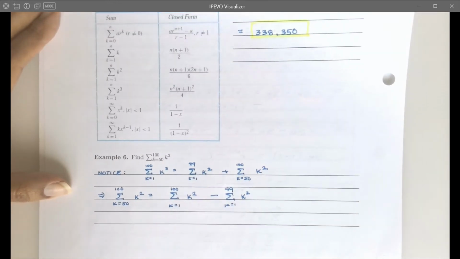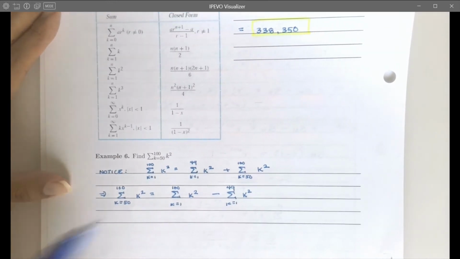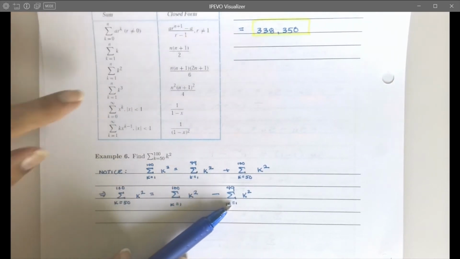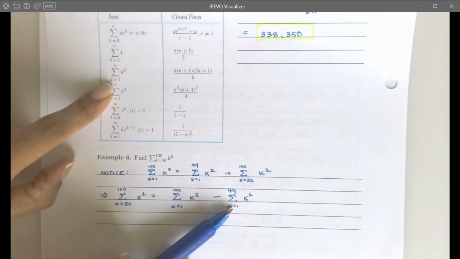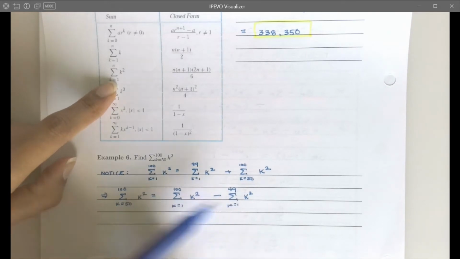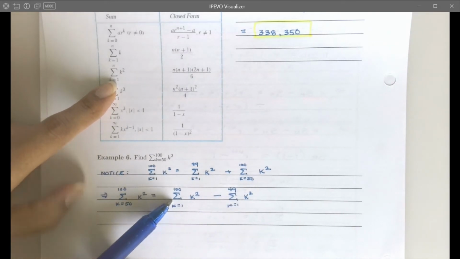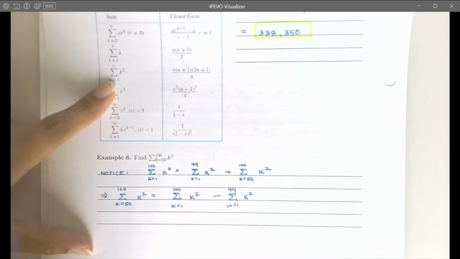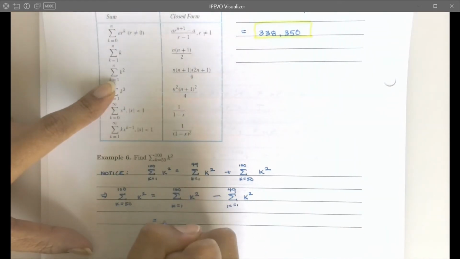Okay. So what's the benefit of writing it in this form? Well, the benefit is that we now have the starting index that's necessary for us to be able to apply this formula. So applying it here, we've already done it actually. We got a number of 338,350.